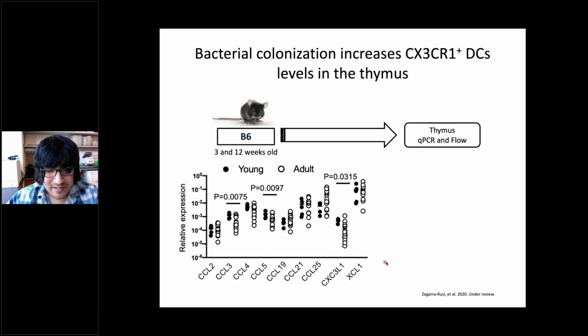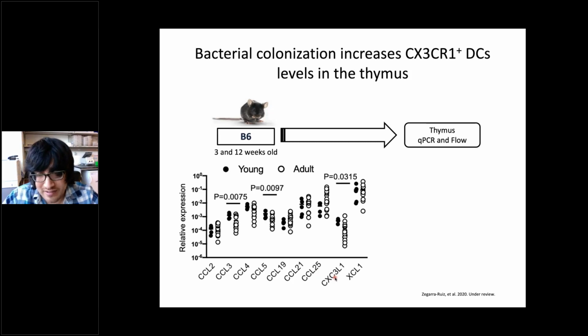And what we find is that compared to young mice, adult mice had actually a decrease in CCL3, CCL5, and CX3CL1. So basically, CCL3 and 5 are ligands for CCR5, and CX3CL1 is a ligand for CX3CR1. So that was pretty interesting to us, to find this difference in the chemokines that can be at least transcribed in the epithelial cells found in the thymus of young versus adult mice.